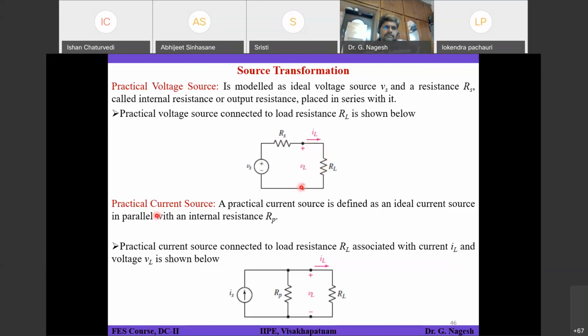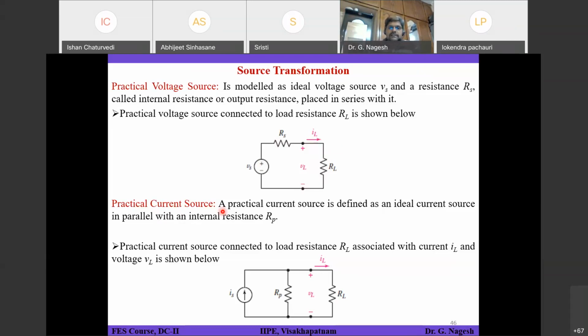Okay, so coming to the practical current source. What the ideal current source says is that however many elements you connect in parallel across me, I won't mind, my current will remain constant. I am going to supply a constant value of current from my side. How many elements you want to connect, you connect, I won't mind. That is what an ideal current source is. But in reality, this kind of current source will not exist. So there will be only a practical current source.